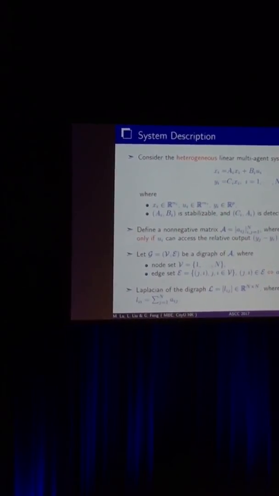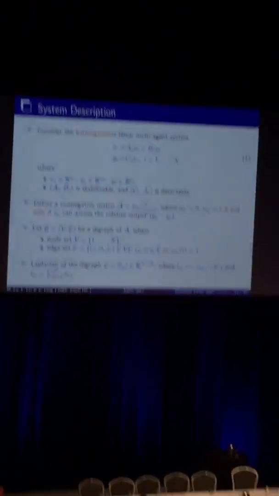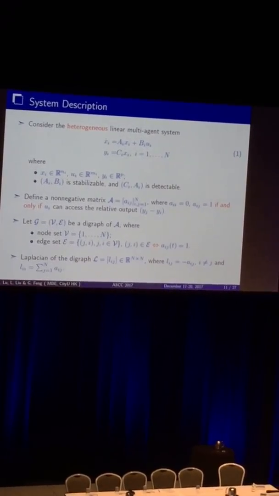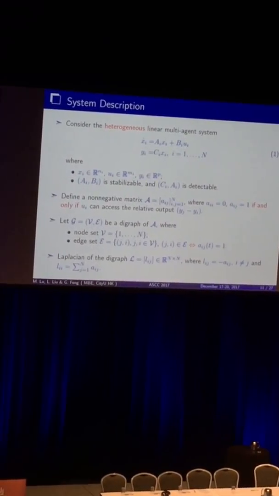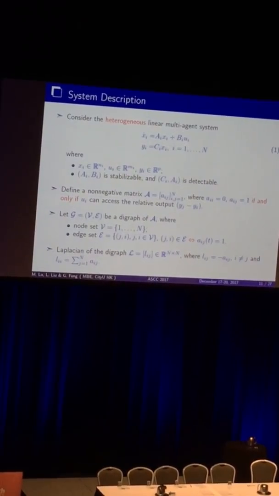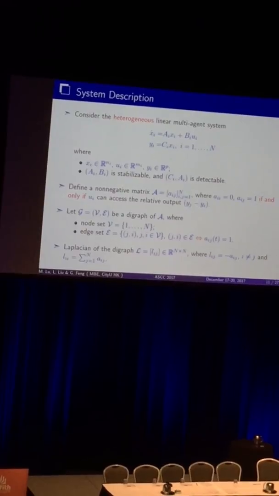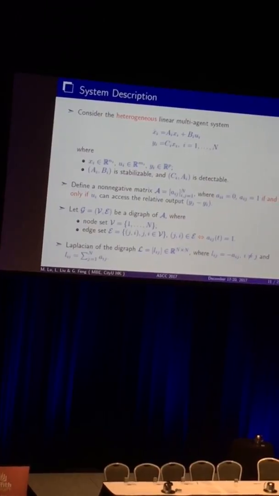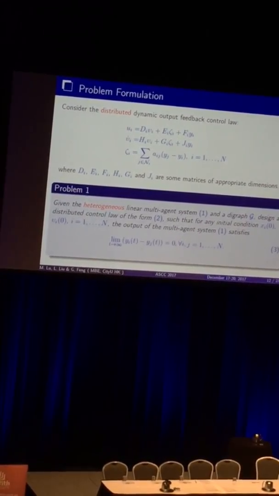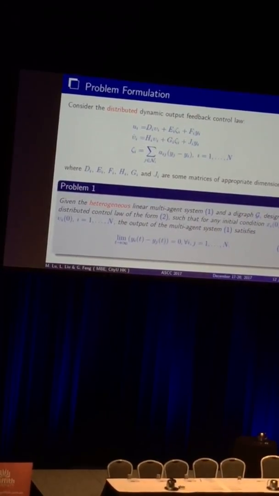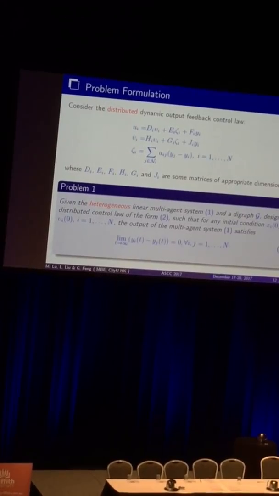Having defined this matrix capital A, we can use a digraph G to describe the communication network of this multi-agent system by these rules. Furthermore, we can define the Laplacian of the digraph by these rules. Here we only briefly introduce some notation on the digraph to facilitate our talk. More detailed definitions can be found in our paper. Now we consider the distributed dynamic output feedback controller in form 2, where all these matrices are to be determined.